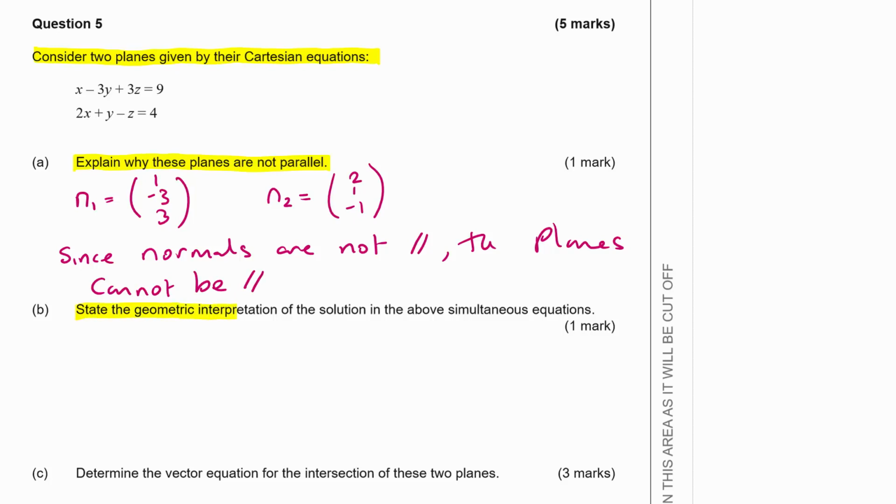State the geometric interpretation of the solution to the above simultaneous equations. Since these are two non-parallel planes, they must intersect in a line. So the planes intersect in a line.